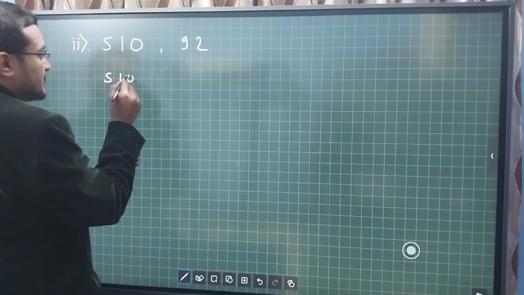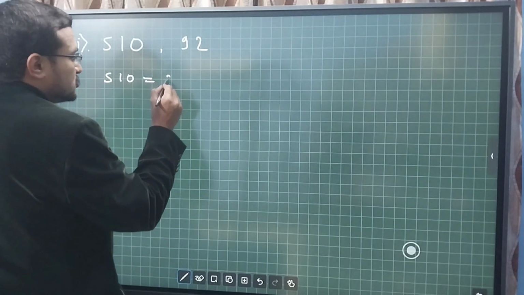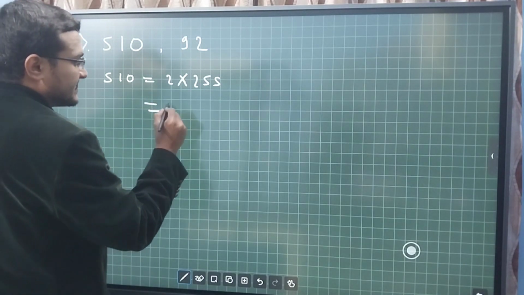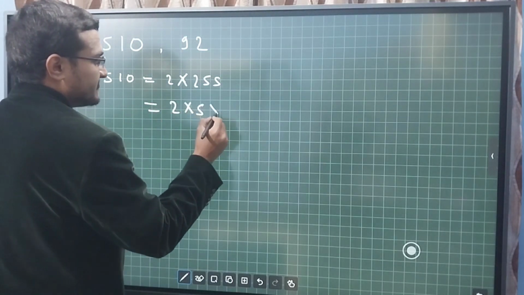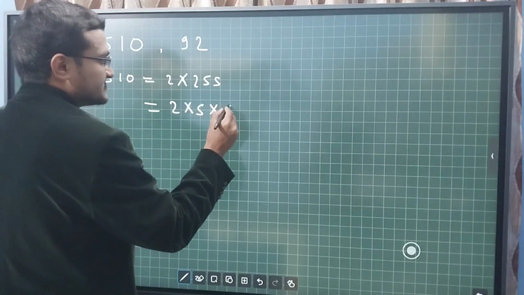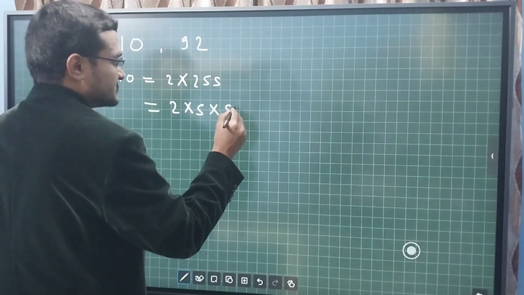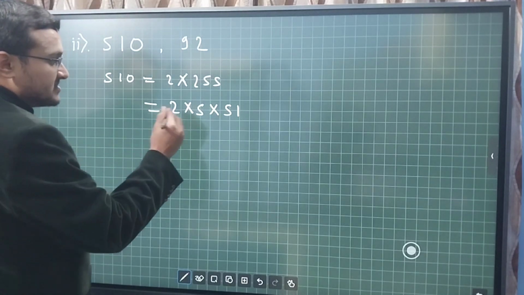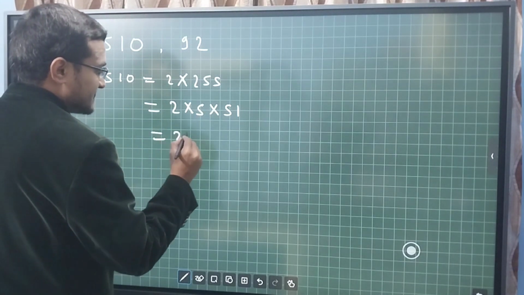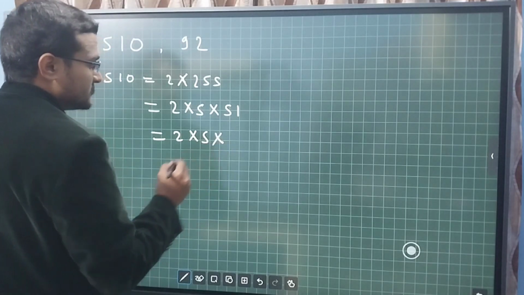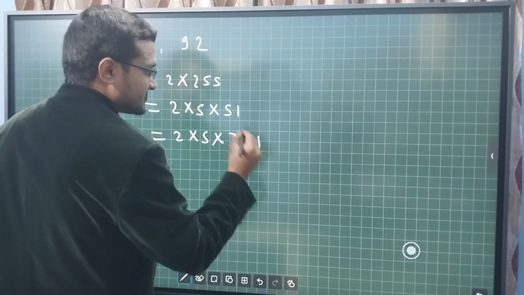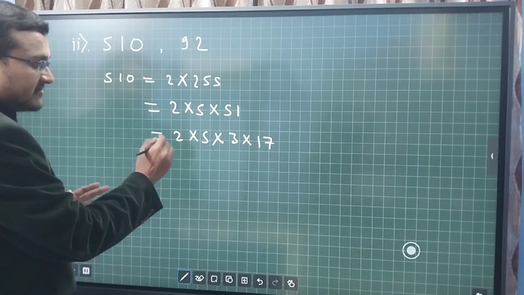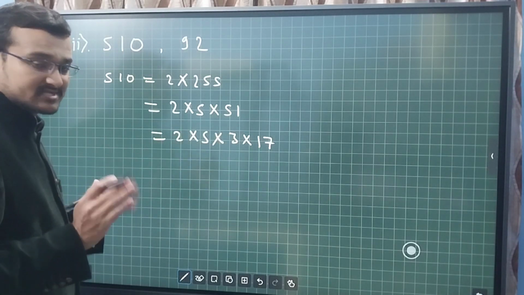So we'll take 510. 510 can be written as 2 into 255. 255, again I can write this as 5 into 51, because 5 1s are 5, 5 5s are 25. So 5 into 51 will give you 255. Now 51 you can again write as 3 into 17, so 17 into 3 will give you 51. So now we have got 2 into 5 into 3 into 17.